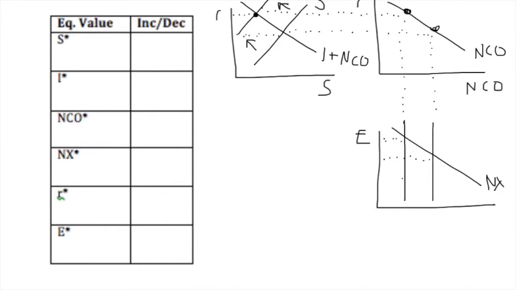So at this point, we're ready to analyze what's happened to the equilibrium levels of saving, investment, net capital outflow, net exports, interest, and the real exchange rate. We'll actually start at the bottom since they're easiest to see on the graph. The real interest rate has increased and the real exchange rate has increased. And now we'll start working out the implications for the other variables.